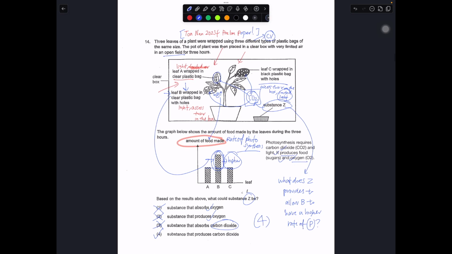So the key idea is: what does Z provide to allow B to have a higher rate of photosynthesis? In this case, your key concept is that photosynthesis needs carbon dioxide and light. If light is not a factor that we are testing over here, it must be carbon dioxide that is being produced by Z to allow B to have a higher rate of photosynthesis, given that the bag has holes to allow carbon dioxide to enter.